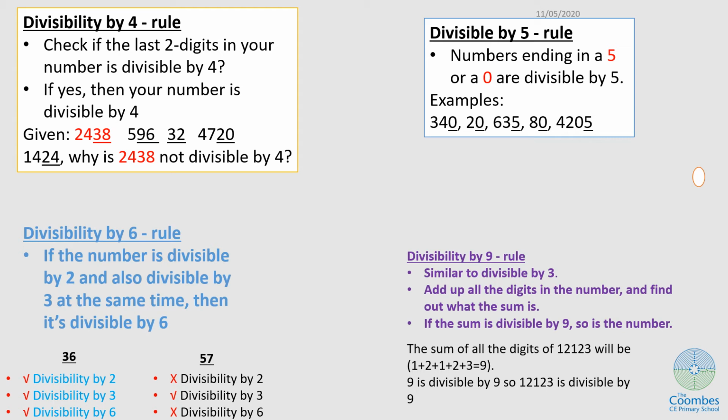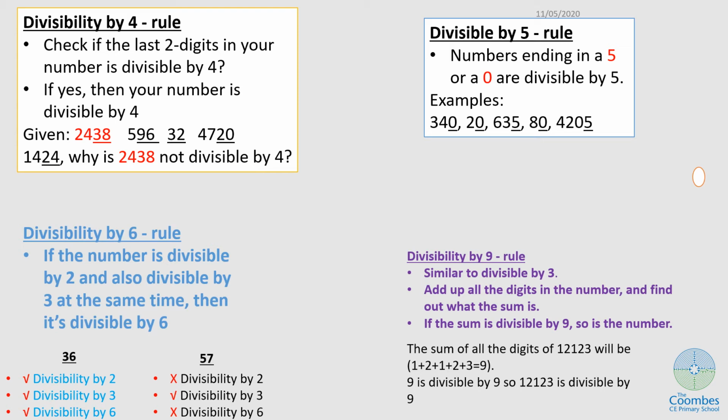Okay, next, the divisibility by 9 rule. This is somewhat similar to divisibility by 3, and what we have to do is add up all the digits in the number and find what the total, or the sum, is. If the total is divisible by 9, then the number is divisible by 9.